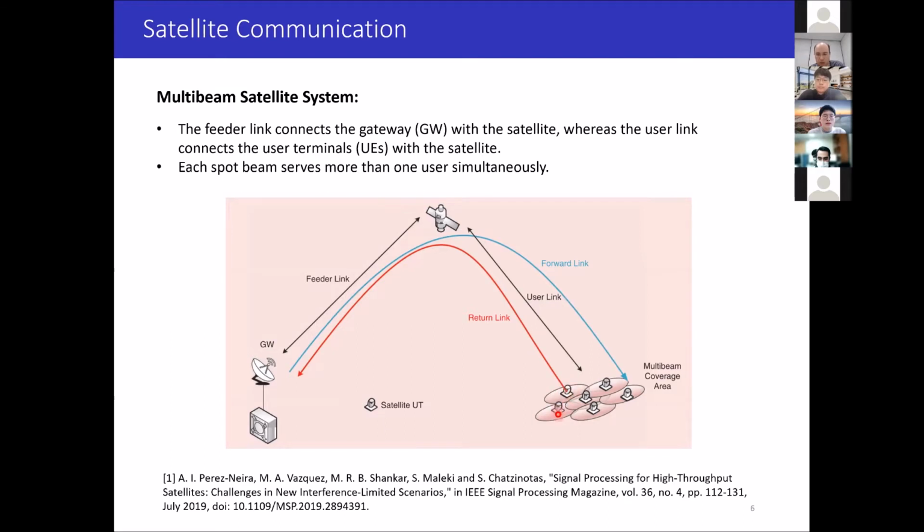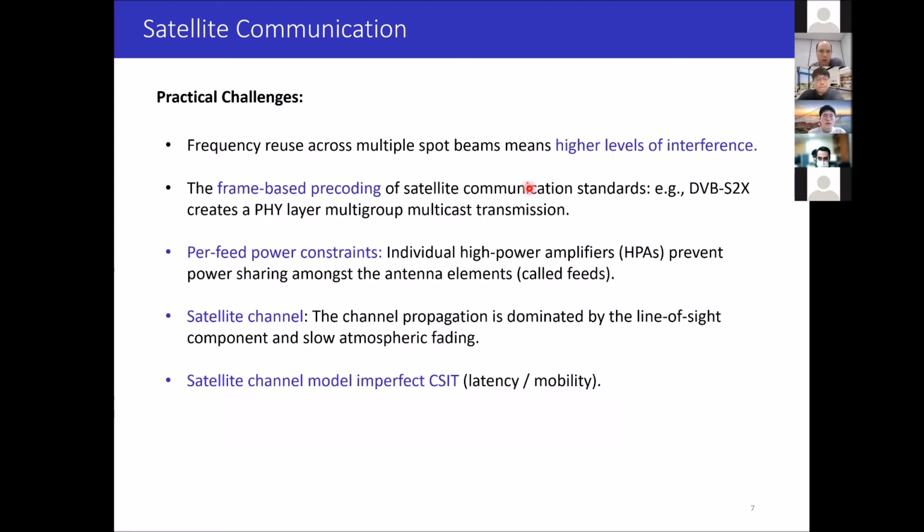And so effectively what the system looks like here on the user link from the satellite to Earth, it looks like a multi-group multicast problem, where in each group you have essentially multiple users, and each group here is represented by effectively a beam, one beam. So we will come back to this, and we'll see how we can relate multi-group multicast to satellite communication. Another issue is the power constraints.